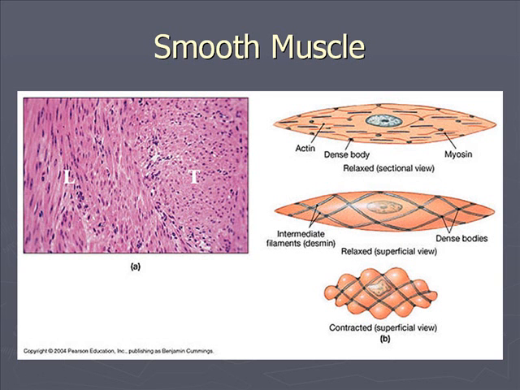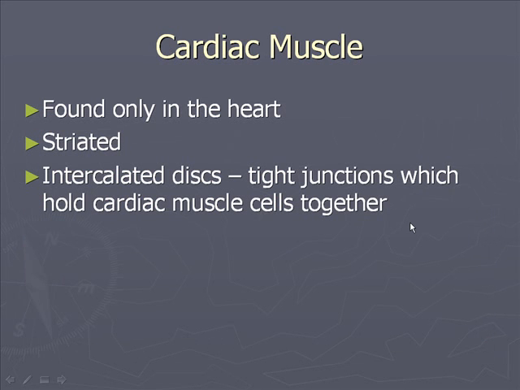Now, smooth muscle does contract, and you can see how the dense bodies, these intermediate filaments, are involved in the contraction of that. They basically, when they contract, will contract the muscle tissue that underlies these structures. For cardiac muscle, we see that's found primarily in the heart. This is striated muscle as well. Again, the branching pattern of cardiac muscle is much different than what we see in regular skeletal muscle. The cardiac muscle also has what we refer to as intercalated discs. These are basically the tight junctions which hold cardiac muscle cells together.